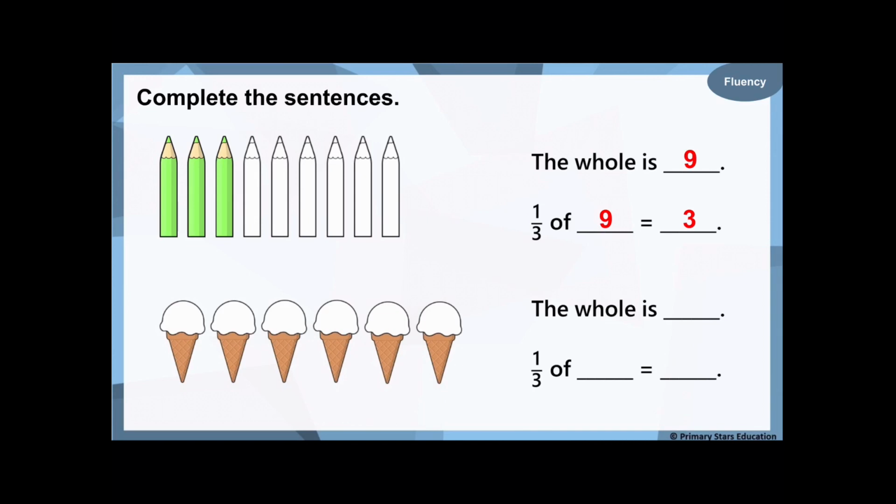Underneath, there are some ice creams. There are 6 ice creams in total, so the whole is 6. Can you think, what is 1/3 of 6? Yes, you would give 2 ice creams away if you were to give 1/3 of your ice creams to a friend.